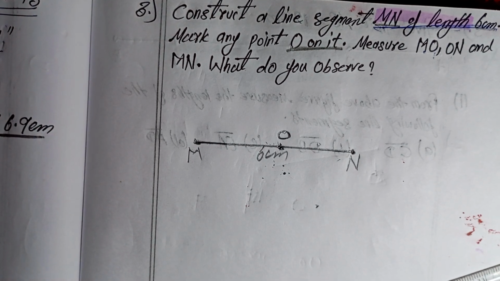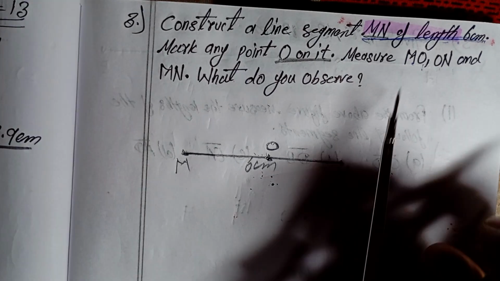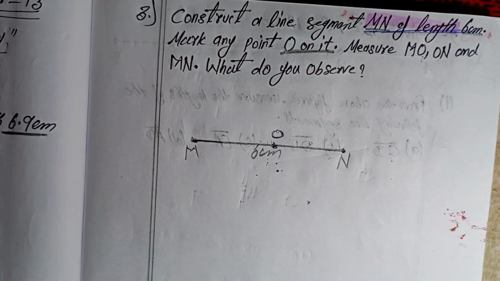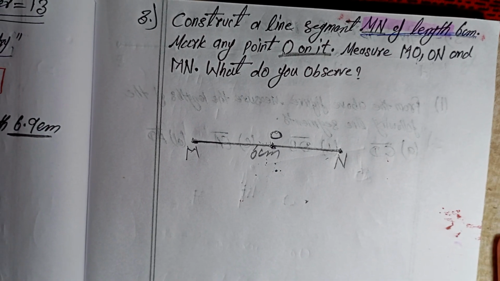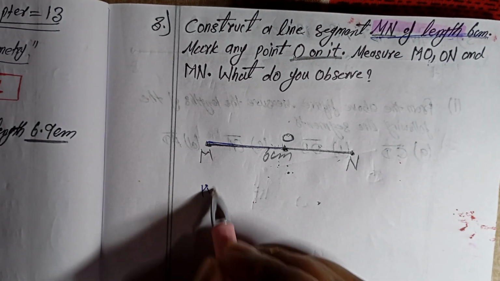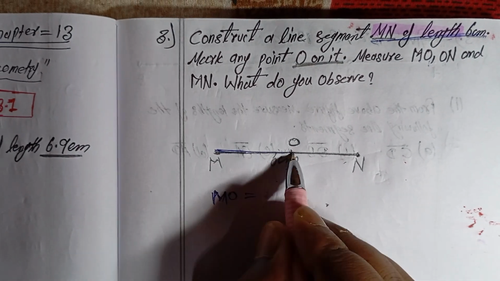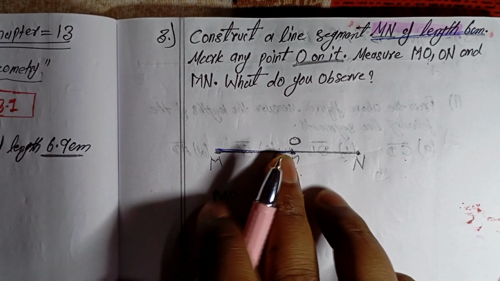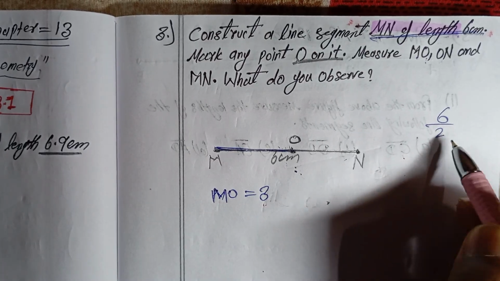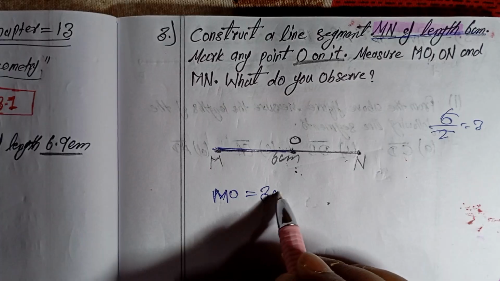Now the question is telling MO. From here to here, what is it called? This line is called MO. From M to O, how much? Because this is 3, why? Because this is 6, and half of 6 will be 3 only. So MO is 3 centimeter.